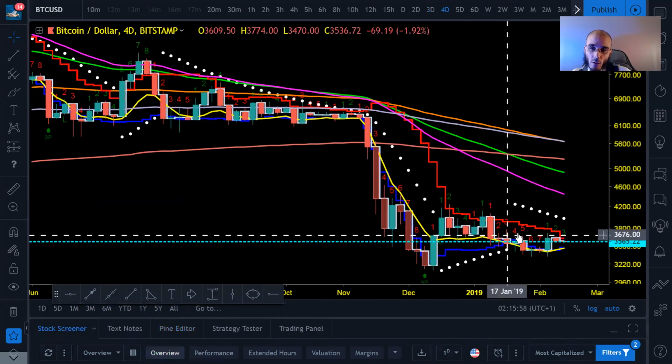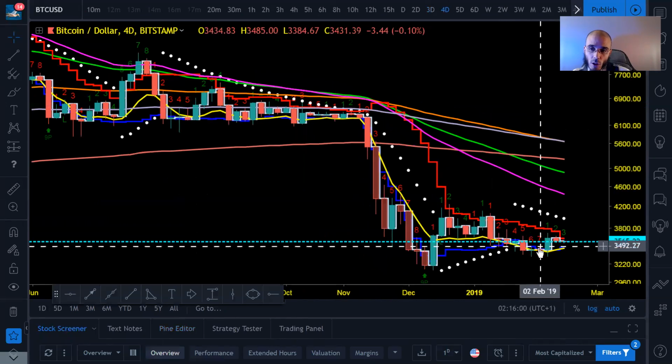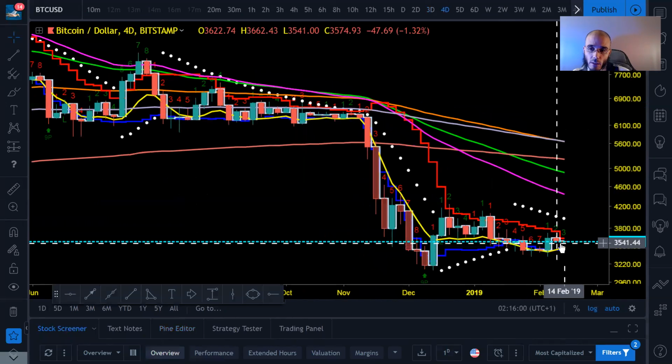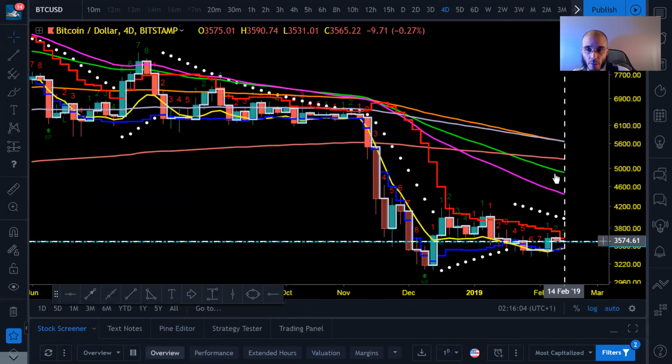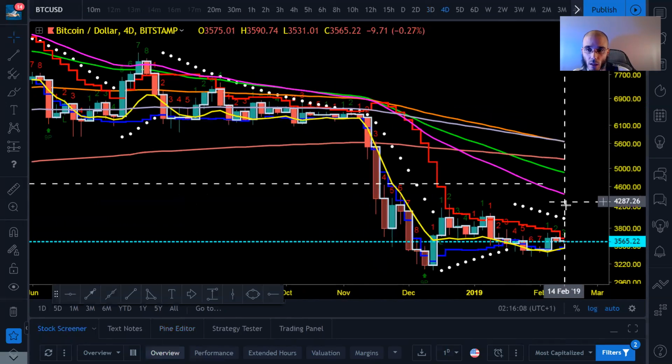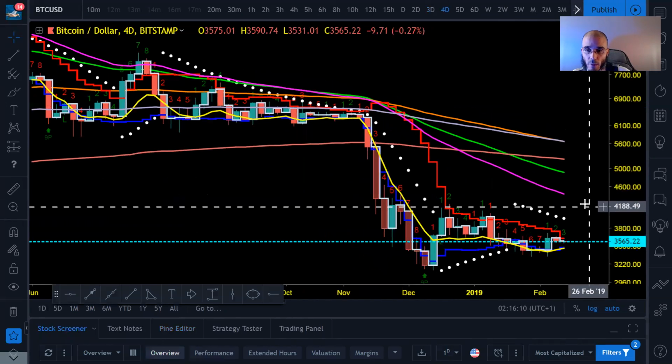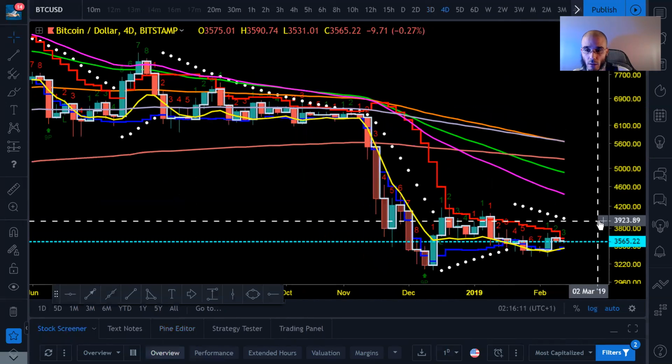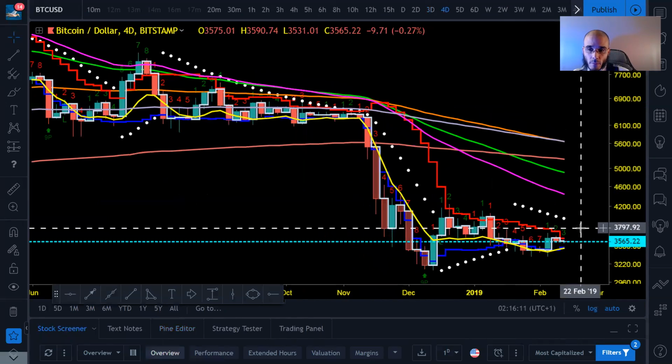On the 4-day, stop and reverse got hit, bearish. You are on a 3, but never got an indication to go long, so you should be in cash. Moving averages are all pointing down. It's bearish to me. You had a couple of death crosses.